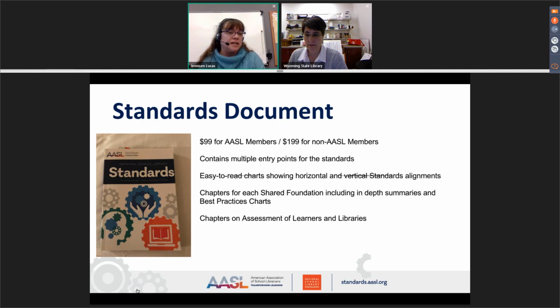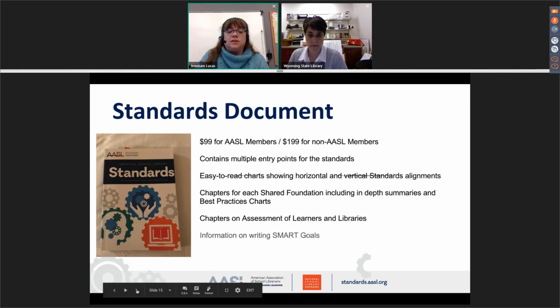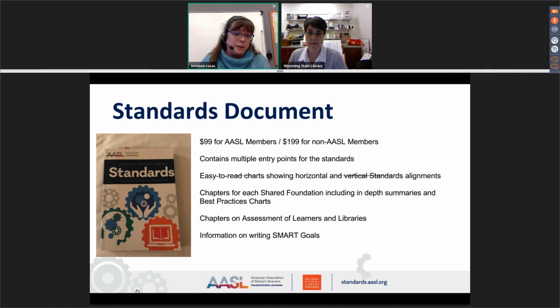There's a really nice checklist of what your library has available and provides, so that you can checklist through and see what you might be missing. There's information about writing SMART goals, since a lot of us need to do that now. At several of the sessions I attended at AASL, there was discussion about, "I don't really understand how to write a SMART goal."